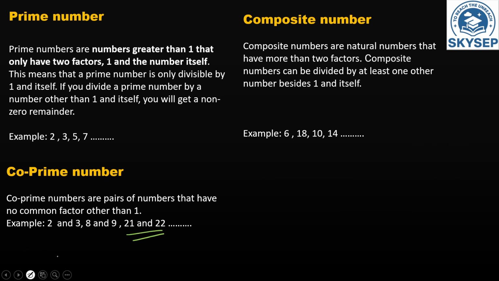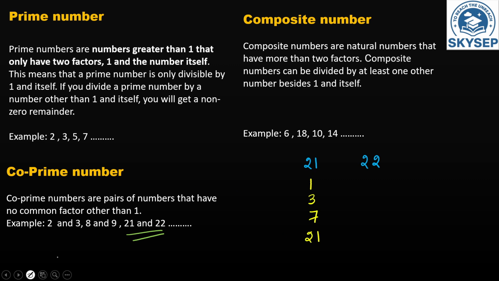Take 21 and 22 as an example and write the factors for them. For 21 and 22, by seeing the numbers themselves, we can say these are composite numbers. Write the factors for 21 then. 1, then 3, 7, 21.